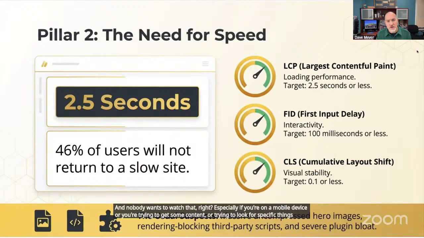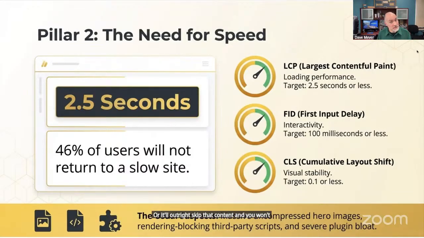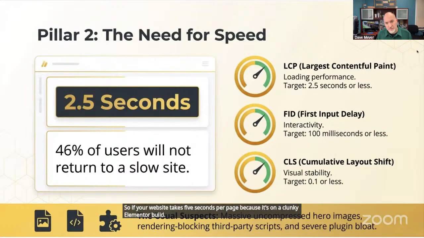Especially if you're on a mobile device or trying to look for specific things. If your website is slow, you're losing traffic, you're losing impact, you're losing the ability to connect with people. And it's actually costing you in your search results because Google is as impatient as a human. If it can't see something within 2.5 seconds, it'll start devaluing it or outright skip that content and you won't rank at all. So if your website takes 5 seconds per page because it's on a clunky Elementor build, that's a problem because Google's not going to wait around for that content to even show up.